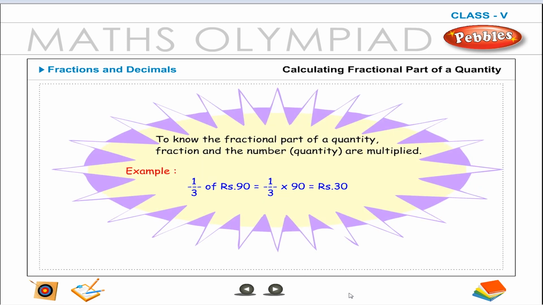Calculating fractional part of a quantity. To know the fractional part of a quantity, fraction and the number, which is the quantity, are multiplied. Example, 1 by 3 of rupees 90 is equal to 1 by 3 into 90, which is equal to rupees 30.